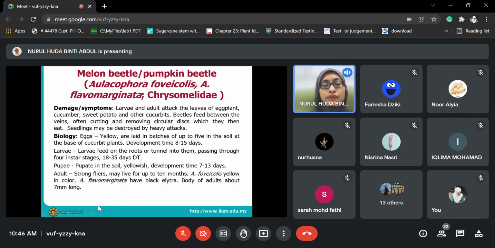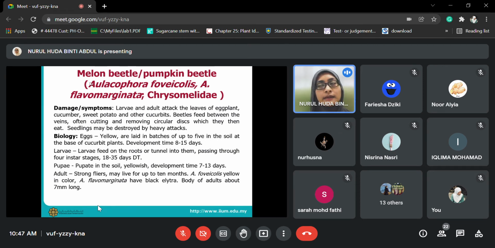Okay, now we go to another Coleoptera, which is beetle. So beetle meaning that bukan curculionids lagi dah. Coleoptera, but another family. So here we have melon beetle, or we call it pumpkin beetle as well. So when you see melon or pumpkin, it's actually from the Cucurbitaceae punya family, right? So this insect, Aulacophora, there are two species, foveicollis and flavomarginata.